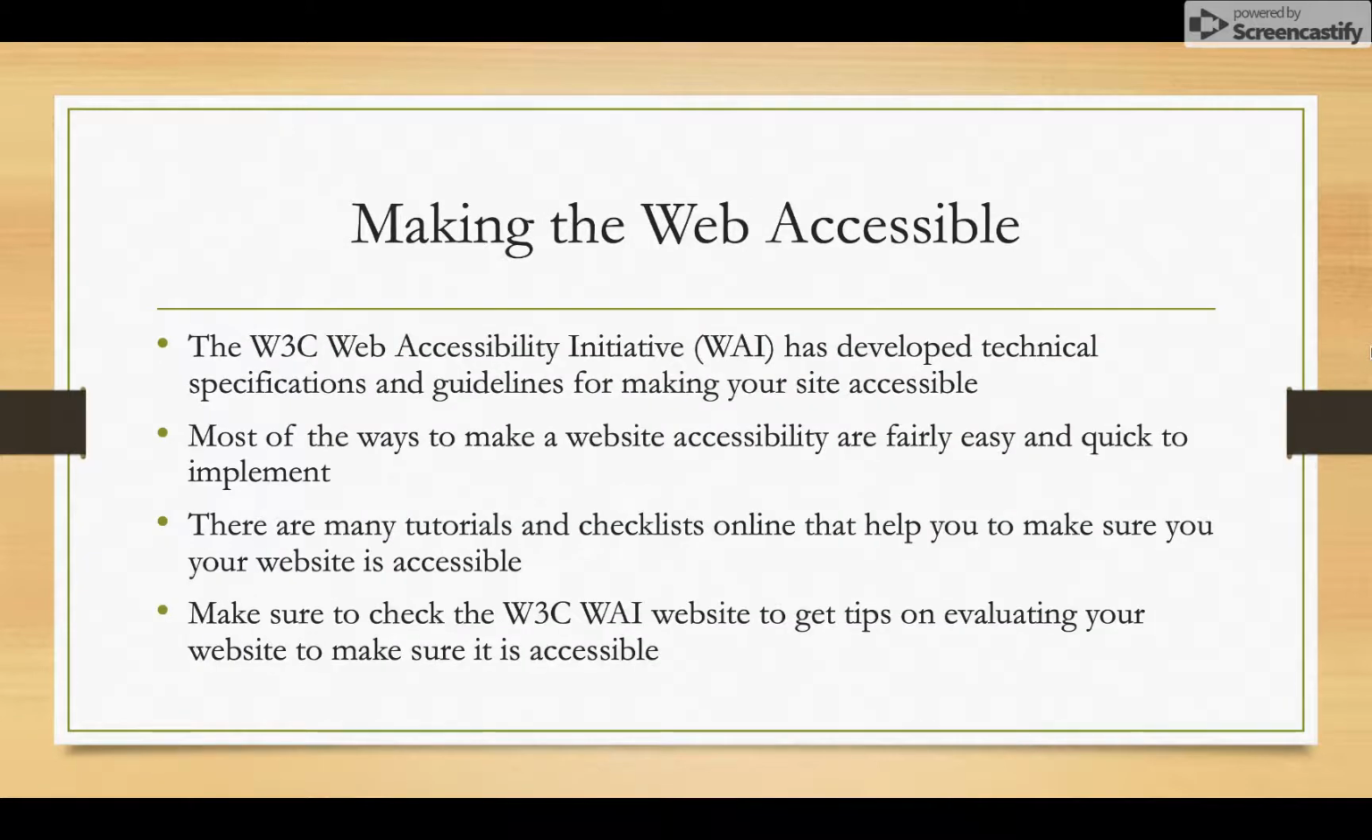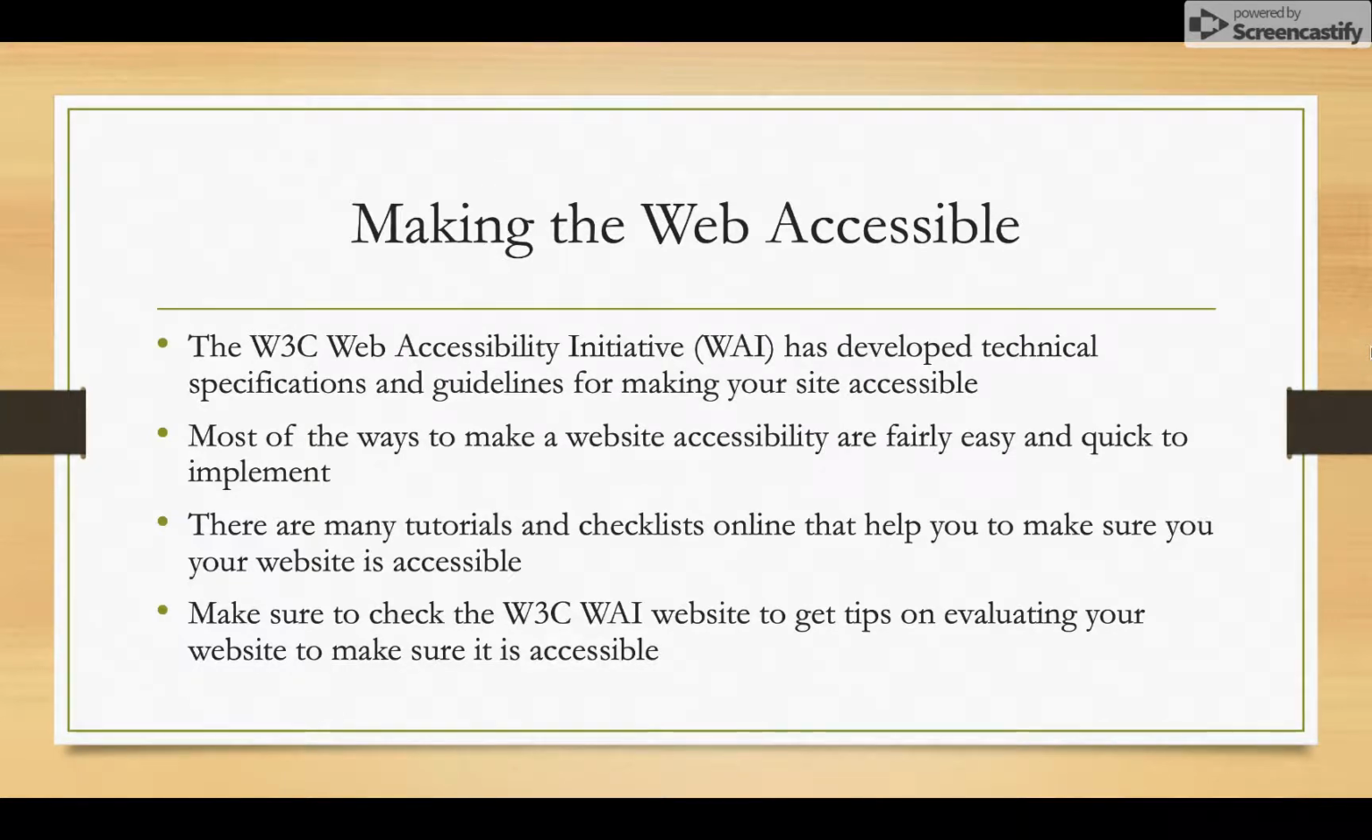So, how do we make the web accessible? Well, right now we have something called the W3C Web Accessibility Initiative, or WAI. They've developed some technical specifications and guidelines for making your site accessible. So, if you go on their website, they actually have many tools and these specific guidelines that you should use when building your websites and make sure that it's accessible. When you start to look into it, you'll find that most of the ways to make a website accessible are fairly easy and fairly quick to implement.